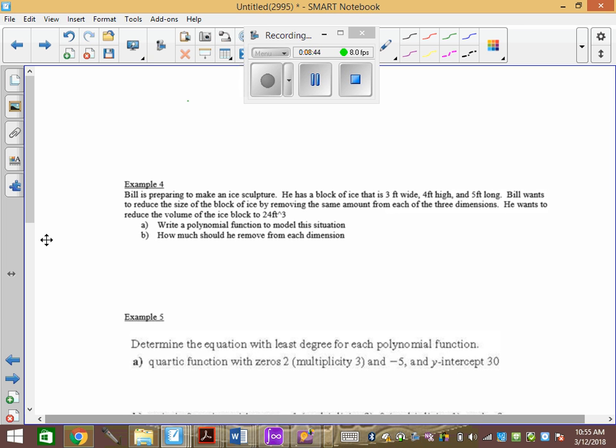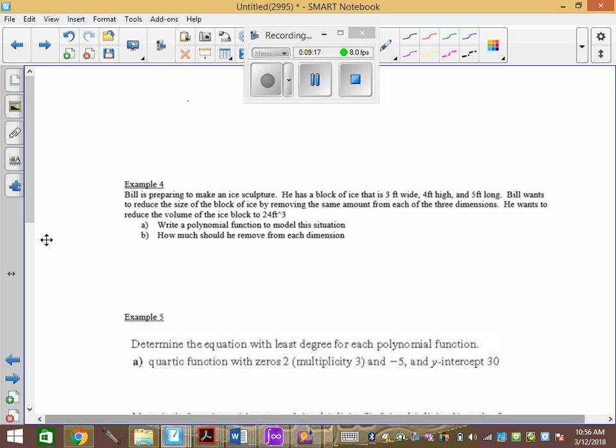Bill's preparing to make an ice sculpture. He has a block of ice that is 3 feet wide, 4 feet high, and 5 feet long. I know you're jealous of Bill right now, but Bill wants to reduce the size of the block of ice by removing the same amount from all of the dimensions. It's quite a conundrum. He can't get it to fit through the door of his tiny house. Tiny house with tiny ice, all problems. He wants to reduce the volume of the ice to 24 feet cubed.